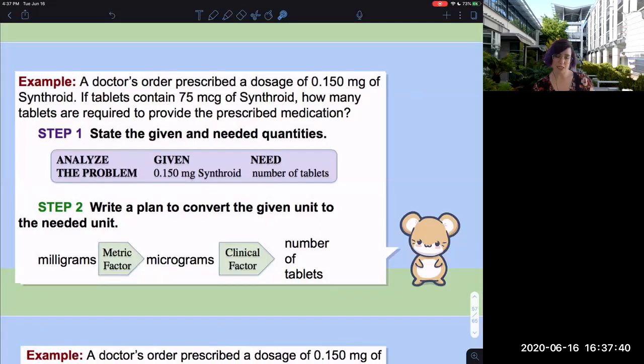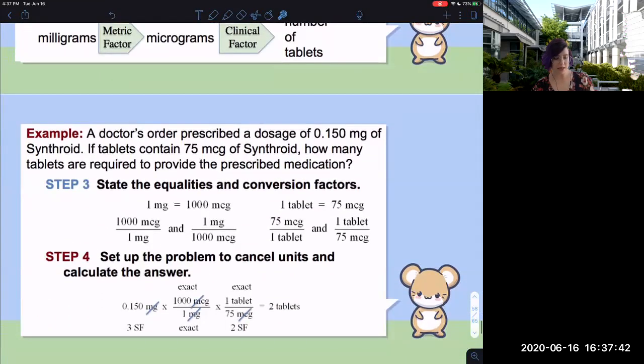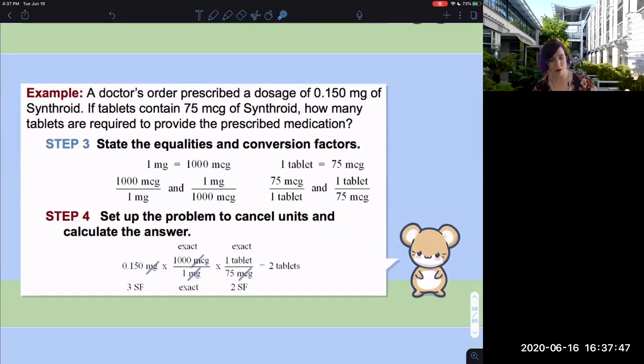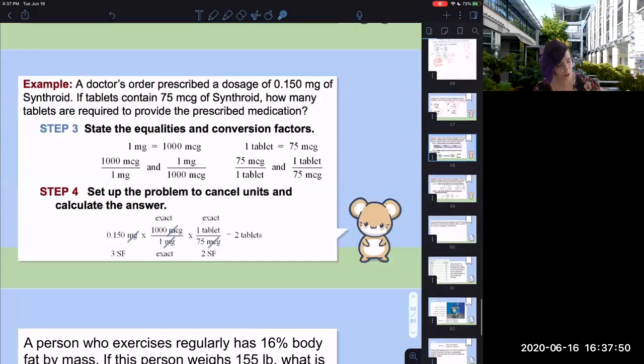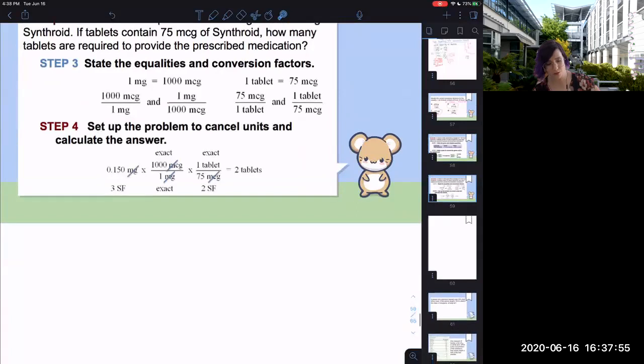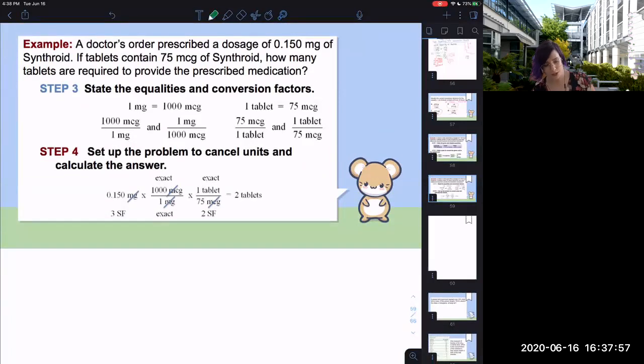So hopefully you've practiced. The slides take you through, but I want to show you how I will solve this problem in my own little way. Your textbook takes you through the steps, and that's just great. But I'm going to show you how to set it up. I think that the setup is more important than the actual work, because getting it out of the word problem is likely the biggest hurdle for a lot of students. And so the doctor's order prescribed a dosage of 0.15 milligrams of Synthroid. So let's just write that down.